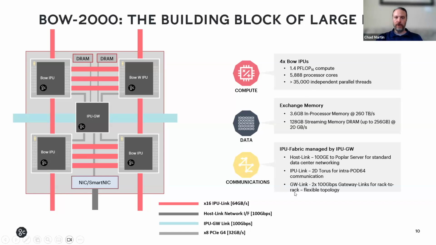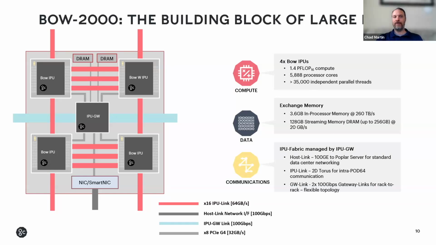Now, most of this I already talked about. There are just some aggregate numbers here. Looking at the flops, breaking out what an individual chip can do with one of the BowPod2000s, really just multiplying by 4, you get the 1.4 petaflops of FP16 compute. You get almost 6,000 processor cores and over 35,000 parallel threads. So it's quite a bit there.